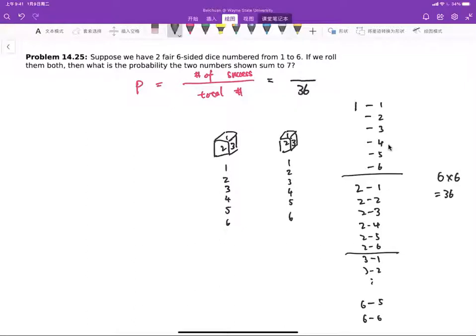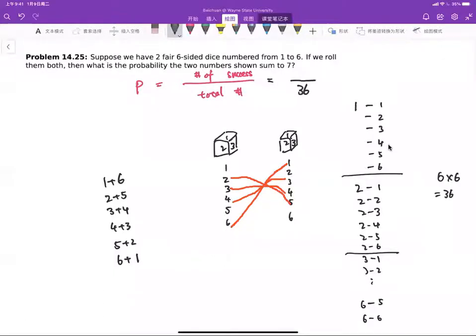Then can anyone tell me how many successful combinations? So if the sum is 7, can you tell me what they are? I'm pretty sure it's 6. Because you can do 1 plus 6, 2 plus 5, 3 plus 4, 4 plus 3, 5 plus 2, and 6 plus 1. Good. So 6 plus 1 is one of the successful situations, right?